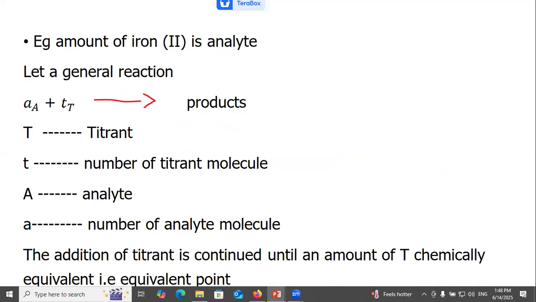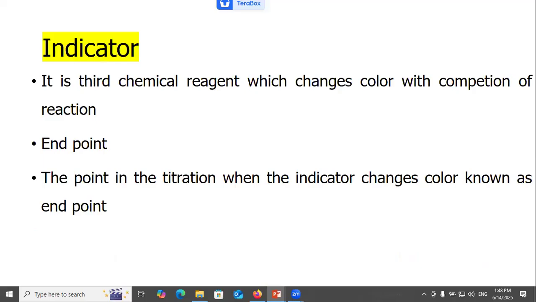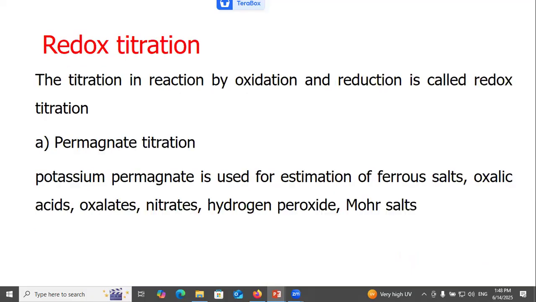Example: amount of iron two is the analyte. Let a general reaction be titrant T, with the number of titrant molecules and the number of analyte molecules. The addition of titrant is continued until an amount of T chemically equivalent to the analyte has been added, that is the equivalence point. An indicator is a third chemical reagent which changes color with completion of the reaction. Endpoint: the point in titration when the indicator changes color is known as the endpoint.